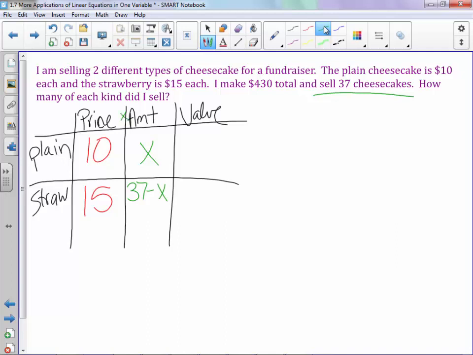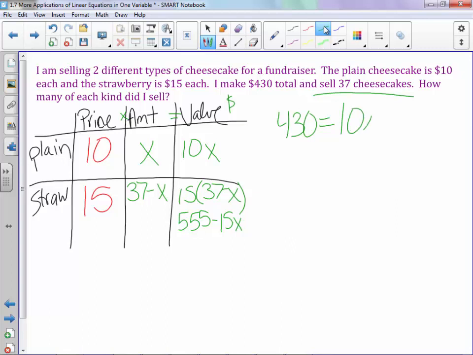And then this follows from before, multiply across. So our value is 10x, and then 15 times 37 minus x. If you wanted to go ahead and distribute, you could, and get 555 minus 15x. Now these are the value, which is our money. So we know we made $430 total. So that's how much money we made off the plain cheesecakes, which was 10x, plus how much money we made off the strawberry, which is this 555 minus 15x.